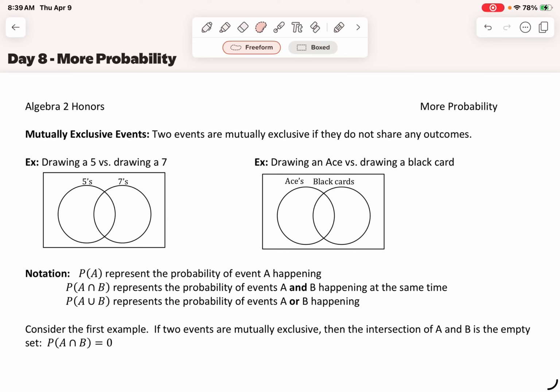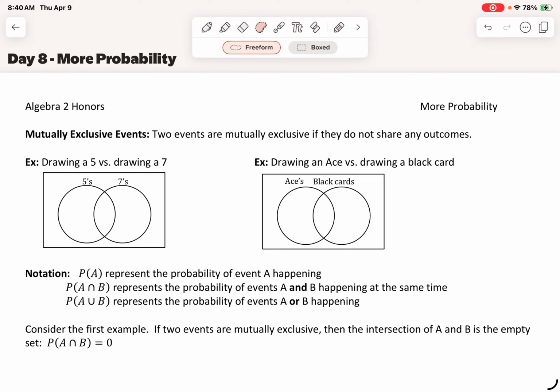All right, so welcome to the video on more probability. In this video, we'll be doing just a little bit more probability, and we're going to be talking about mutually exclusive events. Two events are mutually exclusive if they do not share any outcomes, so if there is no overlap in them. What do I mean by that?